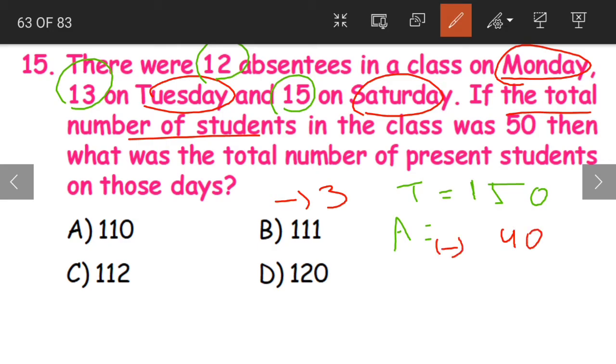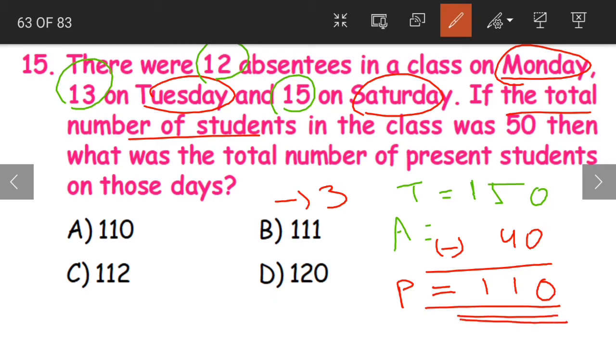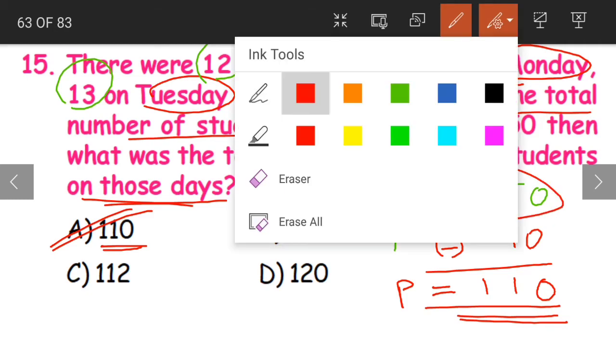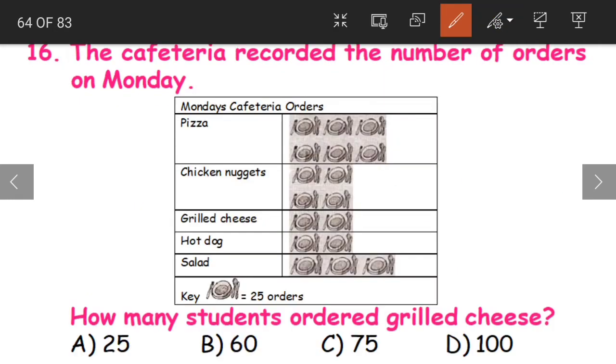So what should we do? We should subtract the number of absentees from the total number of students. So 150 minus 40 is 110. So the total number of present students is 110. That is option A. On these 3 days, combinedly 110 students were present out of a total of 150.